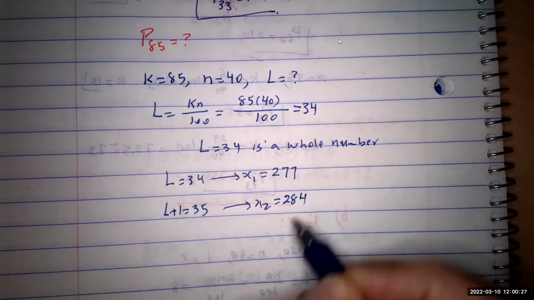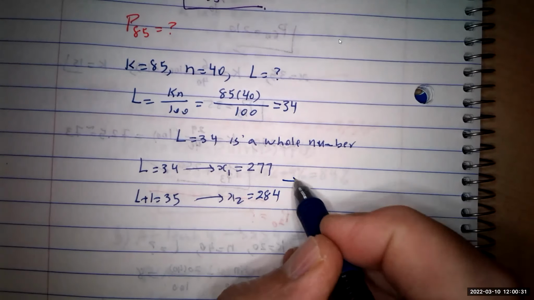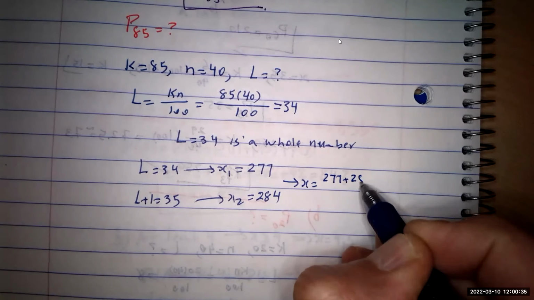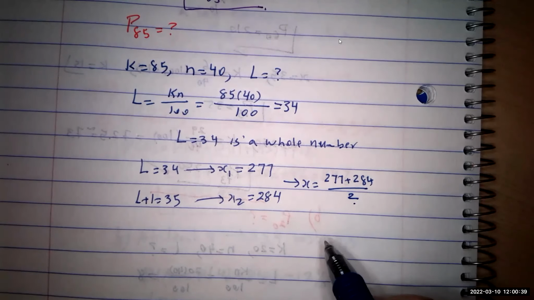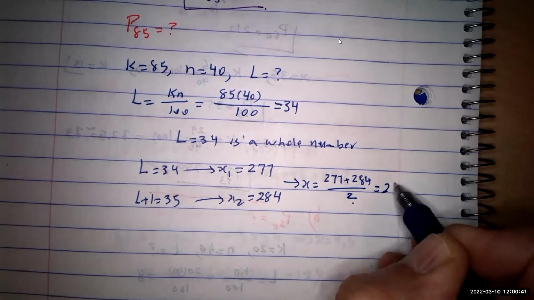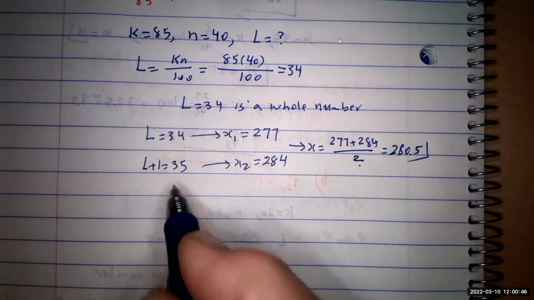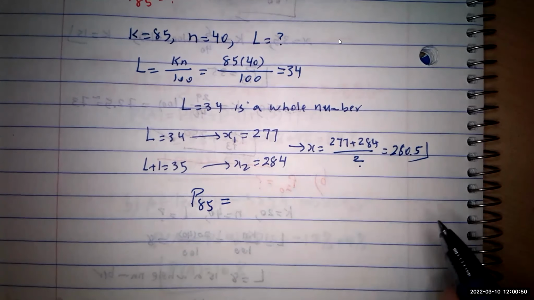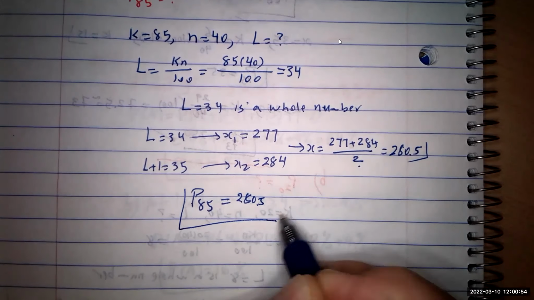So your number is going to be the average. X would be 277 plus 284 divided by 2. Divided by 2, that gives 280.5. So the number on the 85th rank is 280.5. That's it.